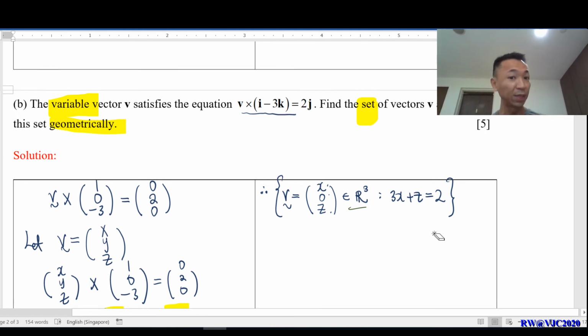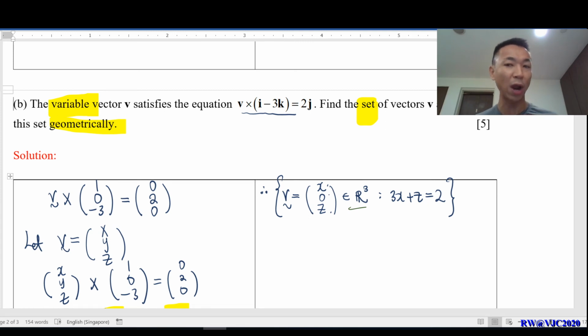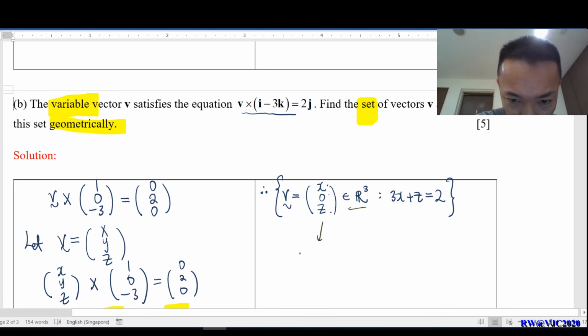I think this makes sense because all we are saying is that the y component of vector v must always be 0, and the x and z components must satisfy this equation. Actually, as we finished the first part, we had found the set of values v. Now we just want to describe the set geometrically. Now think, what does this remind you of? If I make z the subject, we have (x, 0, 2 minus 3x).